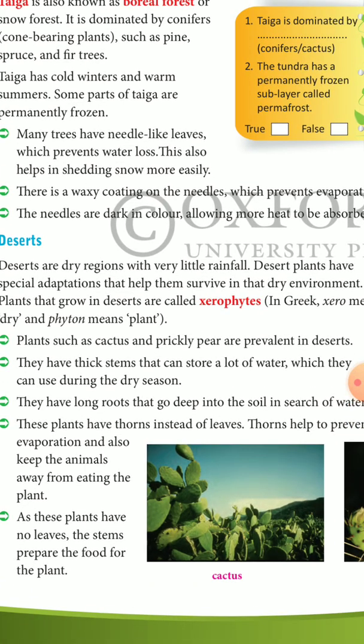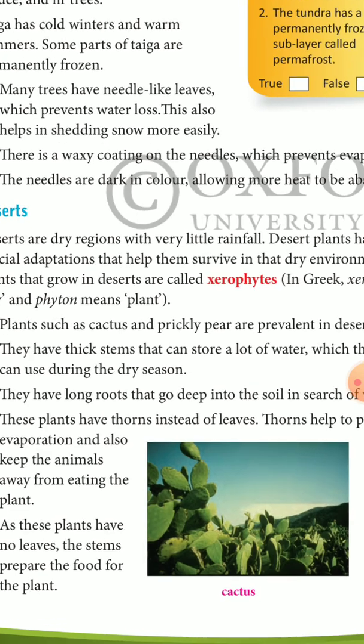They have the thick stem that can store a lot of water, and this water can be used when there is a lack of water or the water is not available. Again, the desert plant has very long roots. Why? Because the water is not available easily. So this root has to go deep down inside in search of water.